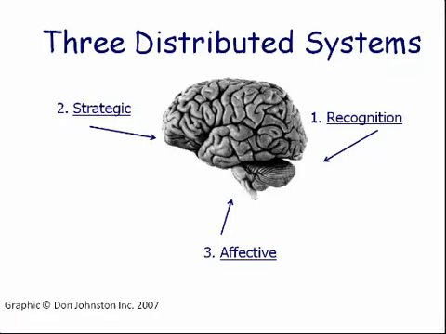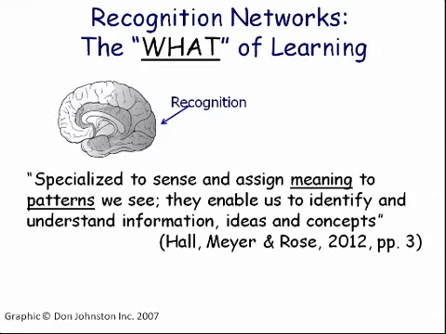Okay, so here we go. Three distributed systems. We have the recognition piece, which is in the back of the brain. We have the strategic piece, which is in front of the brain, the frontal lobe system. And then our affective, which is really sort of our middle brain. And these are all based on the brain-based research that comes with universal design for learning. Now we're going to look at each one of these.